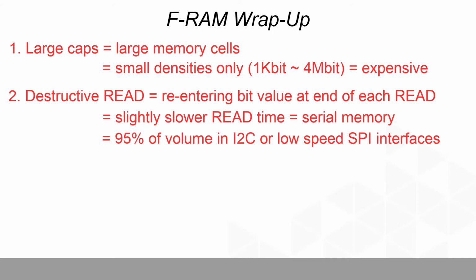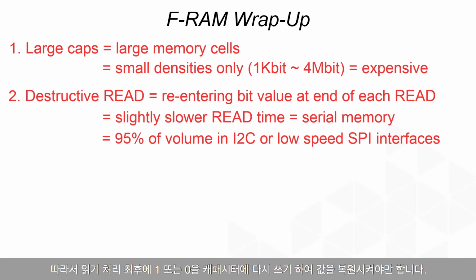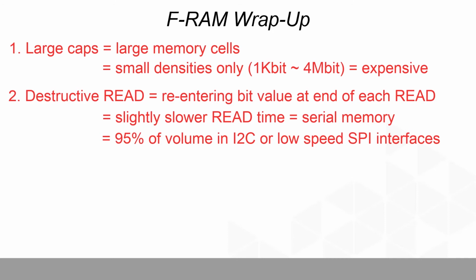That sounds bad, but it just means to read the bit, voltage is pushed against one plate of the capacitor to force charge on the other plate over to the sense amp. Lots of electrons, because of high capacitance, means it will be called a 1. Not so many electrons means it will be called a 0. Since voltage was used to read this bit, the PZT position may have accidentally been changed, so the 1 or 0 value has to be written back onto the capacitor to restore that value at the end of the read function. There's no risk of losing information through this process.